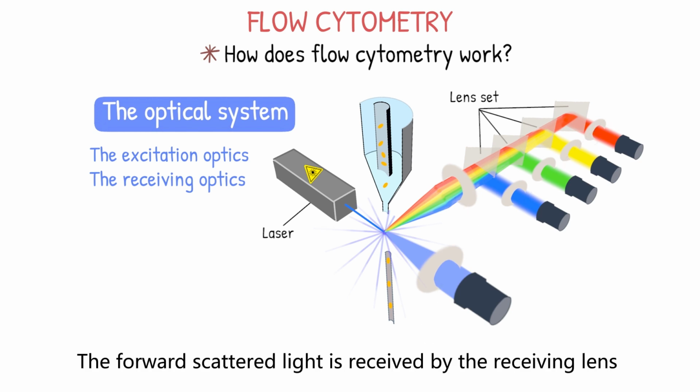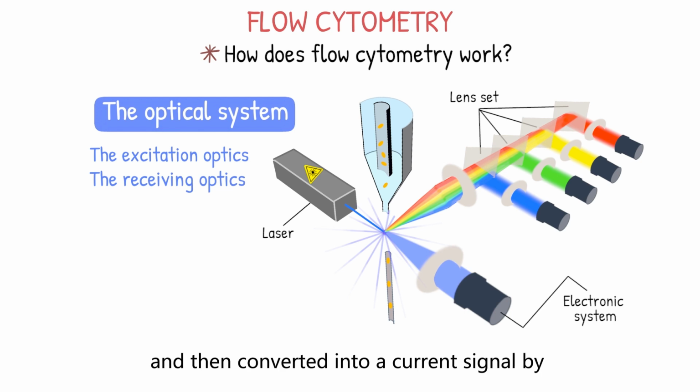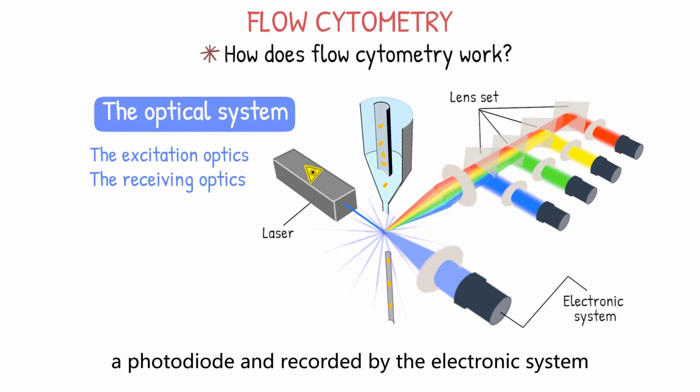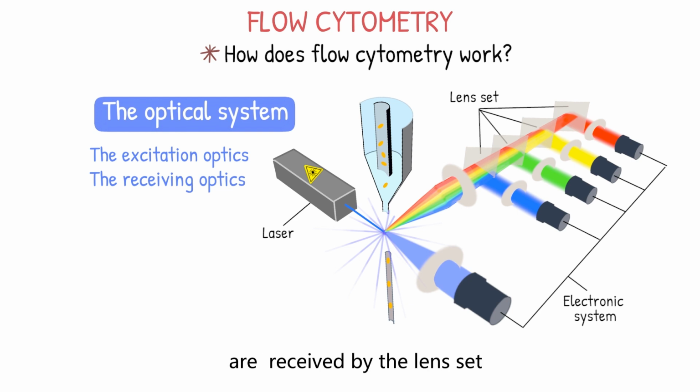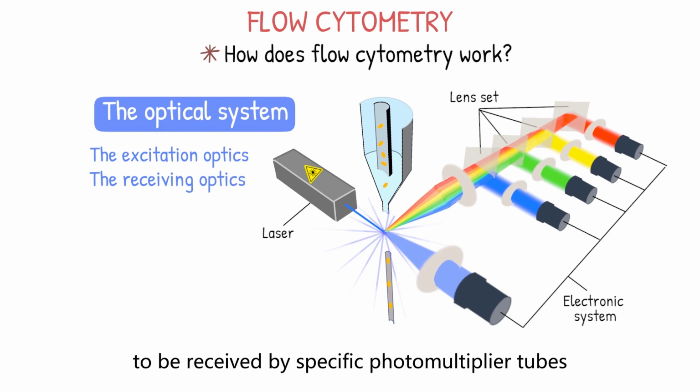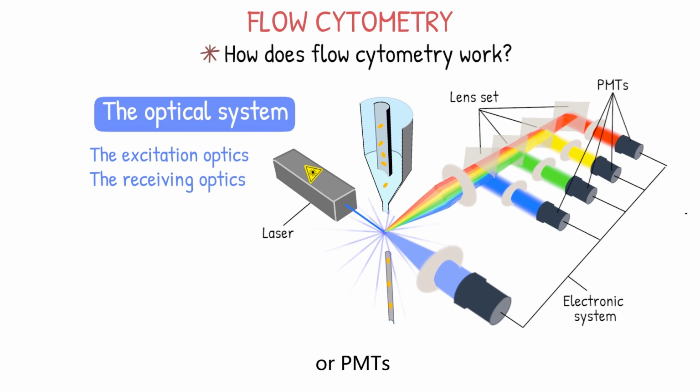The forward scattered light is received by the receiving lens and then converted into a current signal by a photodiode and recorded by the electronic system. The emitted side scattered light and fluorescence are received by the lens set and then pass through a series of filters to be received by specific photomultiplier tubes, or PMTs.